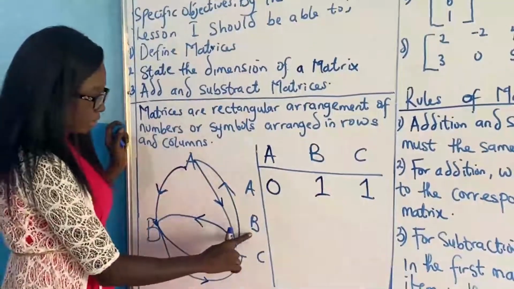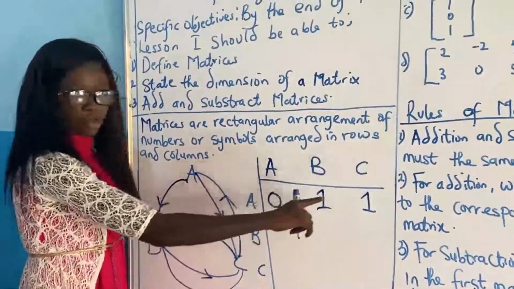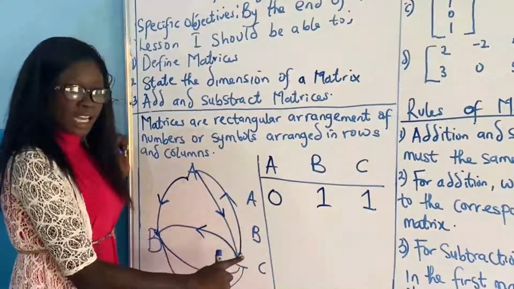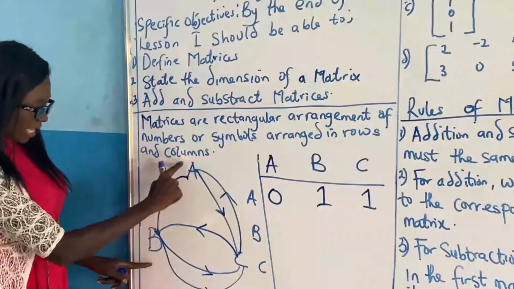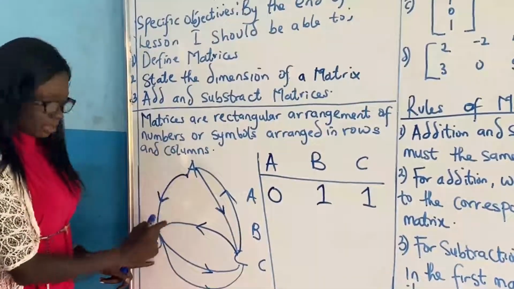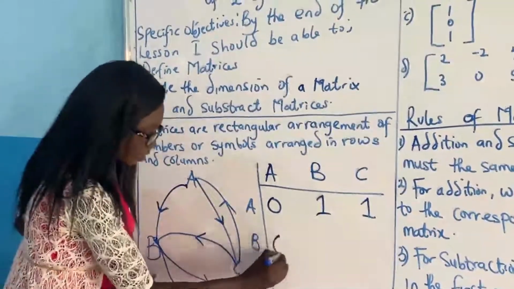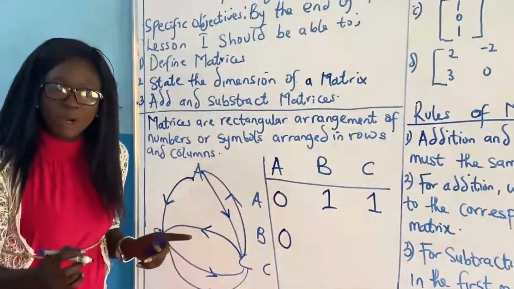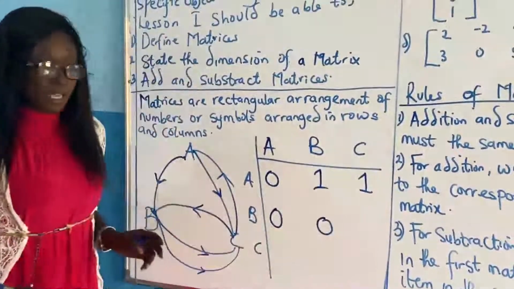So the next one, we'll start with B now. You know, this one we started with A all through. Now we are starting with B. So the number of passes from B to A, you see, there is no pass. B did not pass any ball to A. There is no pass going the arrow this way. So we come here and write 0. So B to B, B did not pass the ball to himself. So we write 0. There is no pass there.